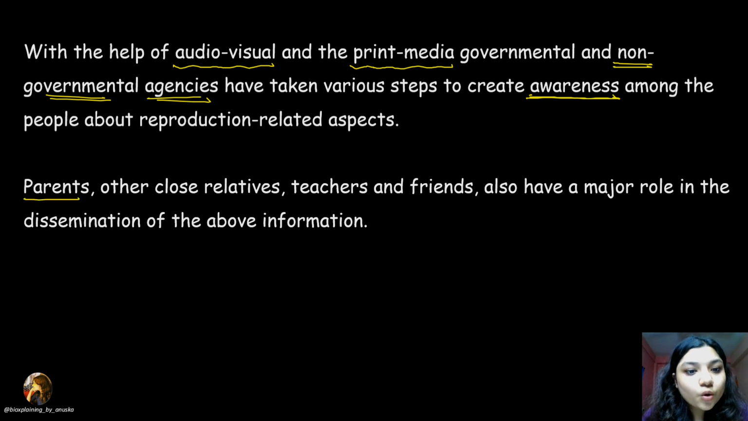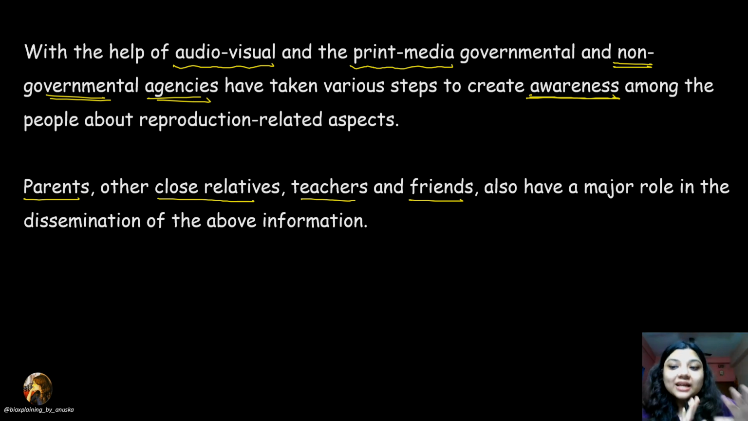Then parents, other close relatives, teachers and friends, all of them have a major role in dissemination of the above information. For example, in government schools right now all the teachers have been instructed to pass on good information about menstrual health and reproductive health. This is very common in the large cities like Kolkata, Delhi, Bangalore, where the large schools have been doing this for quite some time. But nowadays even the rural areas are adapting to this change. They are breaking that social taboo.